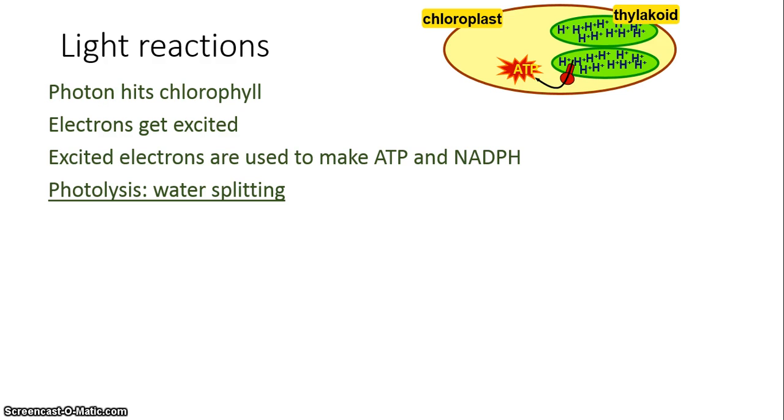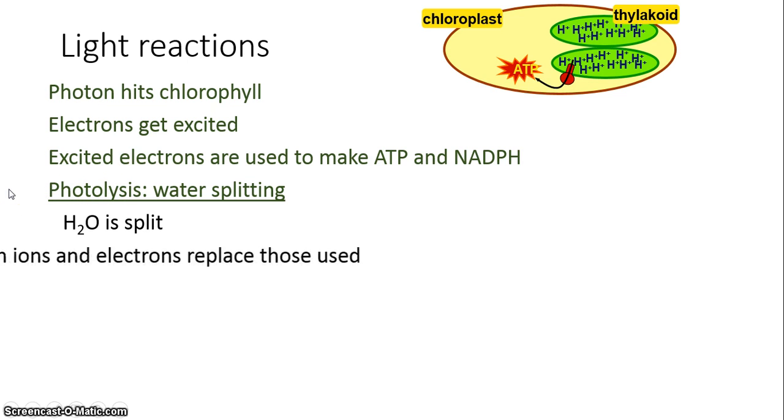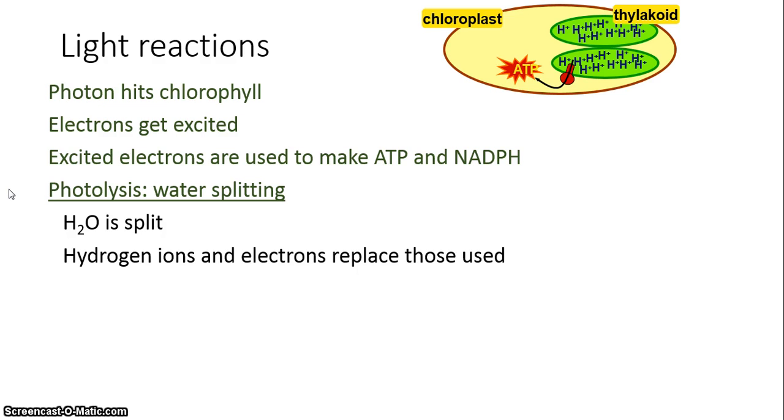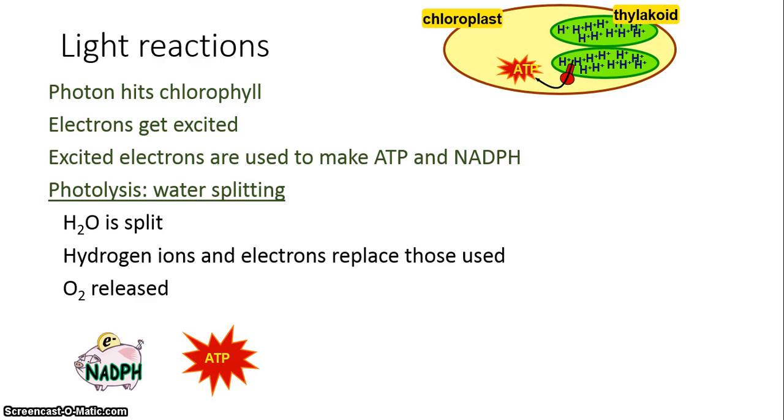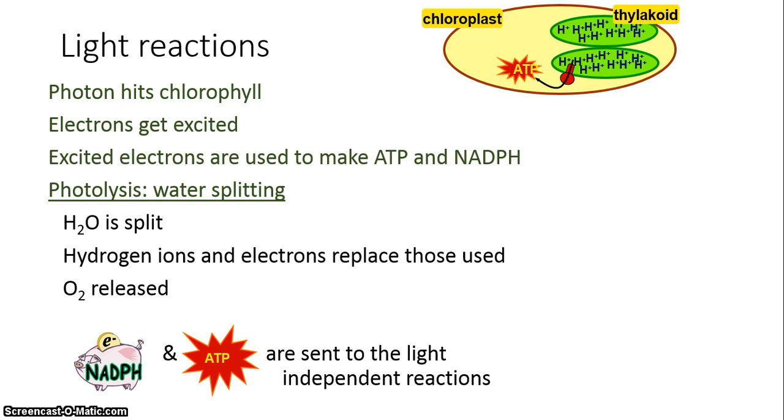Photolysis occurs in this stage. That's basically where you lyse water using light. And so your water is split, and it supplies hydrogen ions and electrons to replace the ones that got excited and started jumping around over here. And you also release oxygen, which is important since we breathe oxygen. So that NADPH and ATP are then going to be sent over to the light independent reactions, and they're going to help fix the carbon.